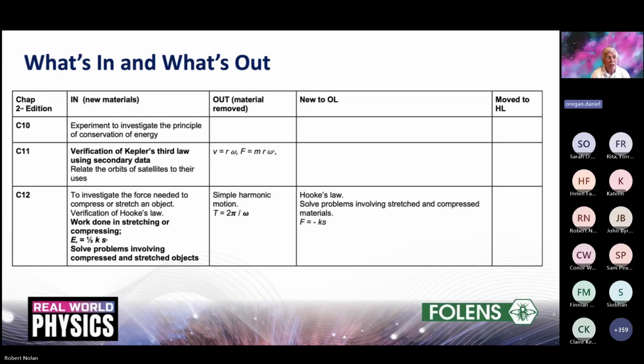New material, verification of Kepler's third law using secondary data. Well, that's just to show that for various orbiting bodies, T squared is proportional to r cubed given data. You'll see some examples in the SEC sample papers. It's straightforward calculation-wise, but it is new for higher level. Also, pupils need to be able to relate the orbits of satellites to their uses.